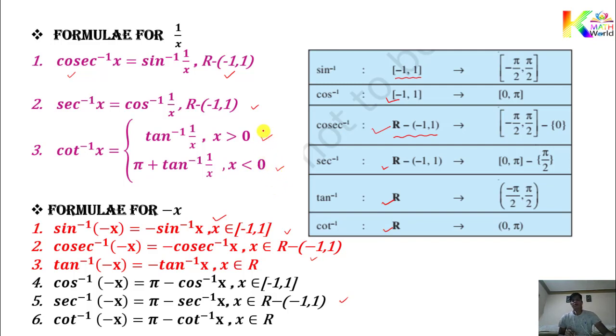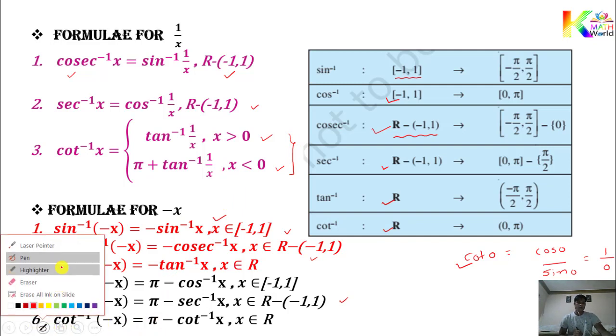Just here x equals 0 is excluded, because cot 0, what is the value of cot 0? Why is this 0 value excluded? Cot 0 means cos 0 over sin 0. And what is sin 0? Sorry, sin 0 is 0, and cos 0 is 1. So 1 over 0, that value is undefined. That's why here x equals 0 is excluded. Okay.